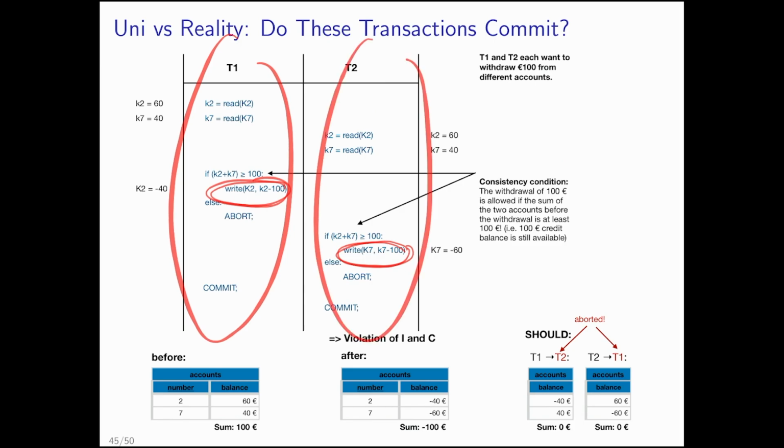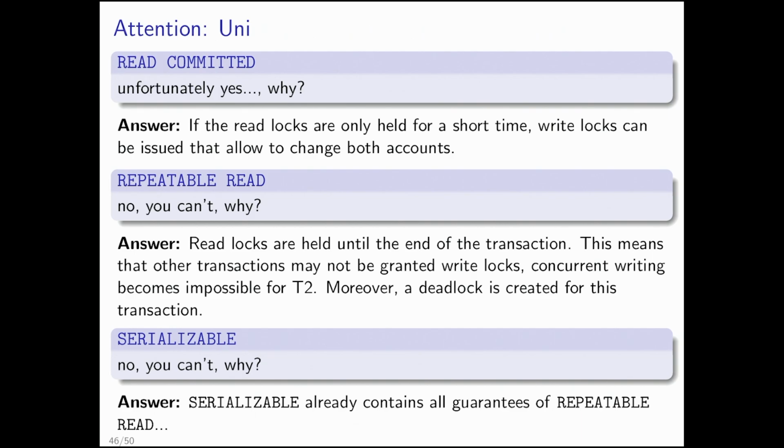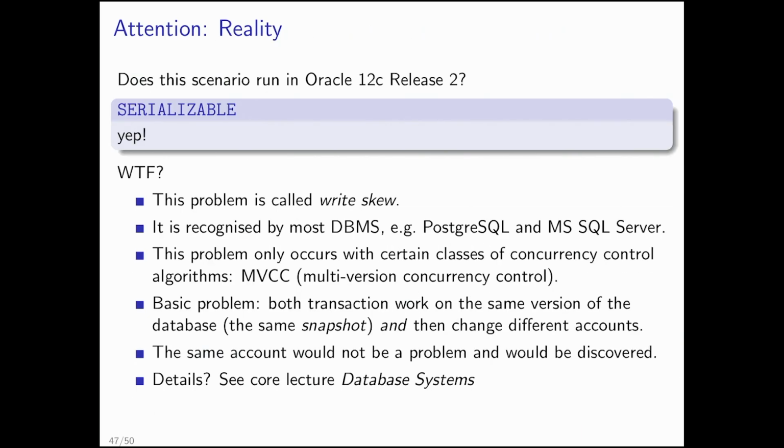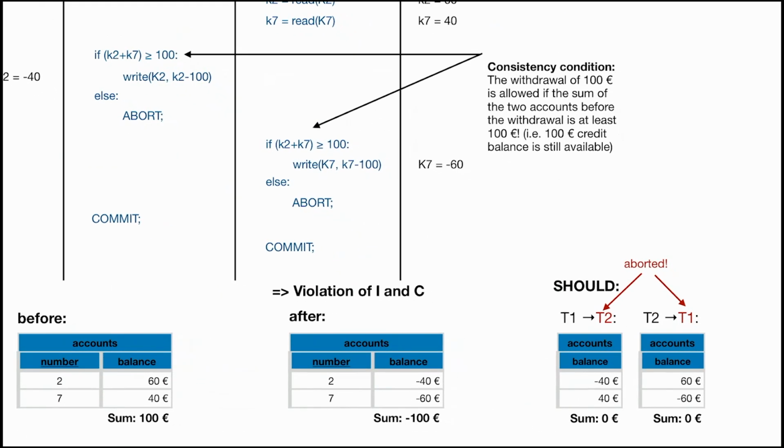Based on the same condition, so dear customer, you can withdraw money from any of your accounts as long as the sum over your two accounts is greater or equal 100. That's fine. That's basically what these transactions are doing. And from what I just said, that should be fine. However, there is one system that's infamous for allowing that schedule. So that's also something you want to be aware of.